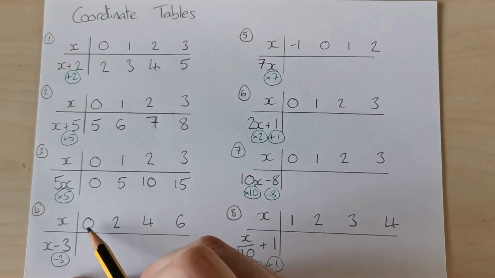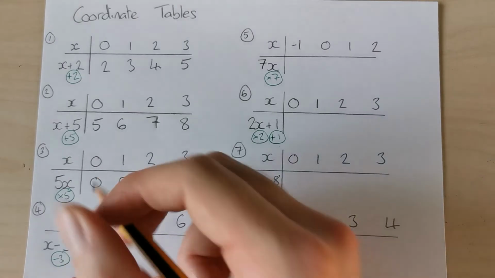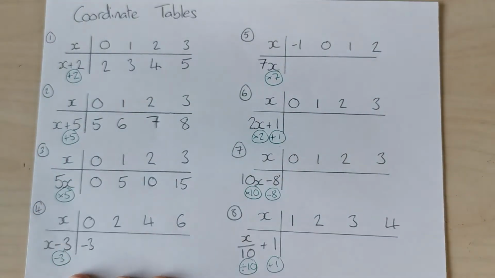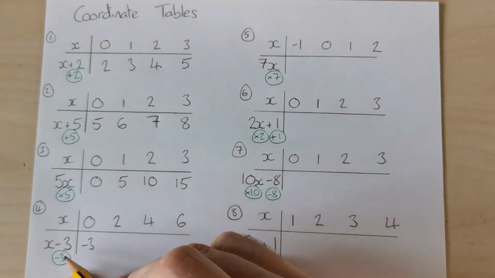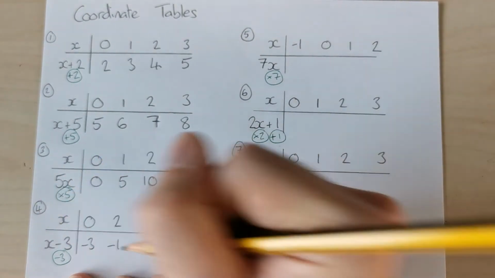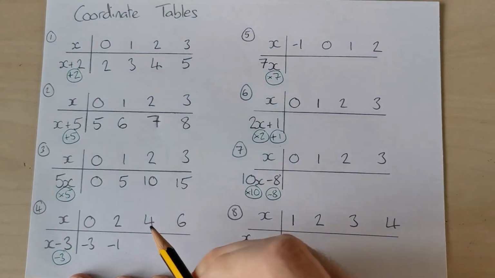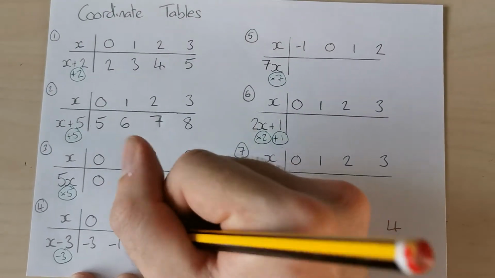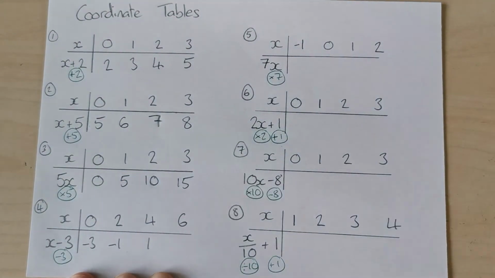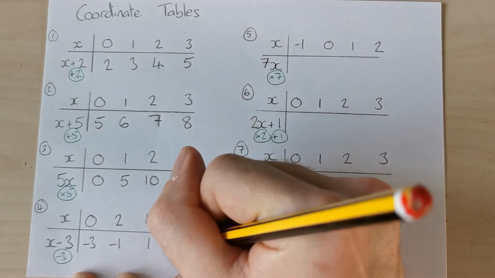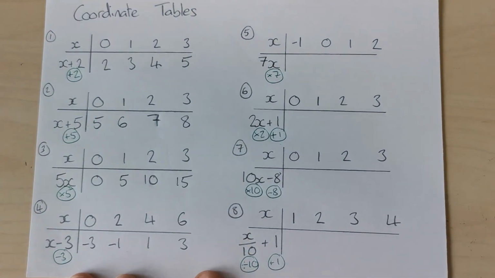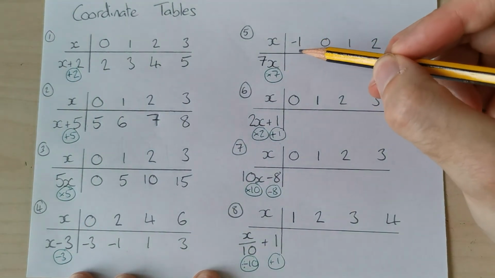Number 4, take away 3. 0 take away 3 is minus 3. 2 take away 3 is minus 1. 4 take away 3 is 1. 6 take away 3 is 3. Times by 7 this time.